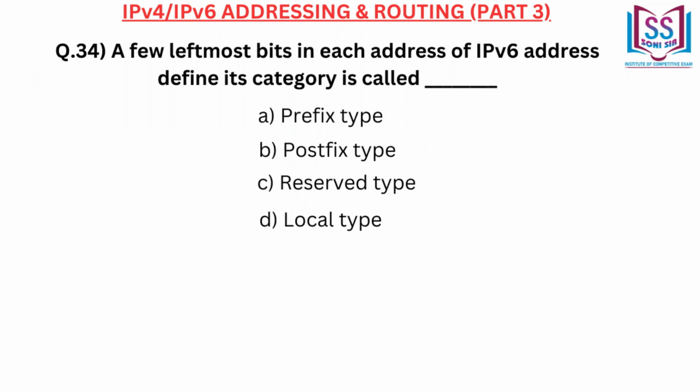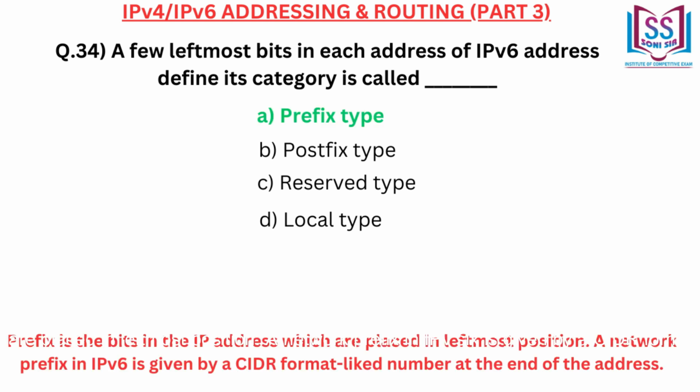A few leftmost bits in each address of an IPv6 address define its category, called dash. A. Prefix type. B. Postfix type. C. Reserved type. D. Local type. Correct answer A. Prefix type. Prefix is the bits in the IP address which are placed in the leftmost position. A network prefix in IPv6 is given by a CIDR format-like number at the end of the address.